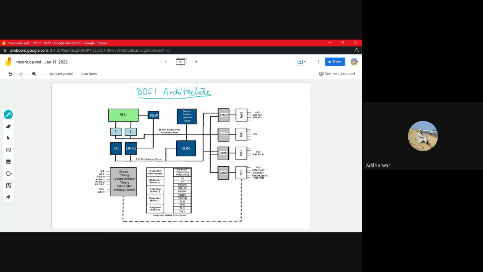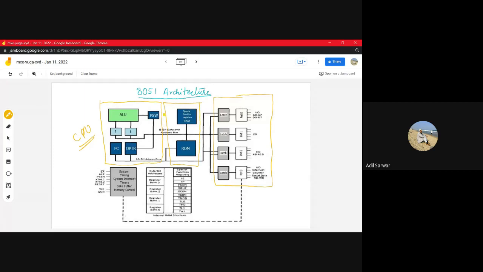So this part, let me call it part A. Let me take a different color. Okay, so this part is your CPU, where all the instructions are executed. And then we have this part, which is the memory part. And then these are the IO ports of 8051.